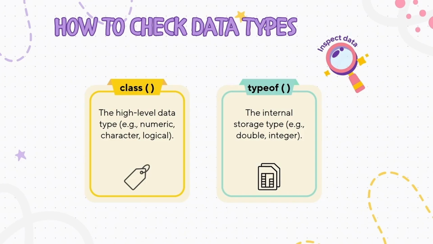For example, when we write the number 5, its class is numeric, but its internal type is double because R stores numbers with decimal precision by default. So think of it like this. Class is the label on the box. It tells us what kind of data we are working with, whereas typeof tells us what's inside the box, how R actually stores that information. Most beginners only need the class function at first, but later you'll see why the typeof function matters when working with performance or precision. And that's it for episode 3.